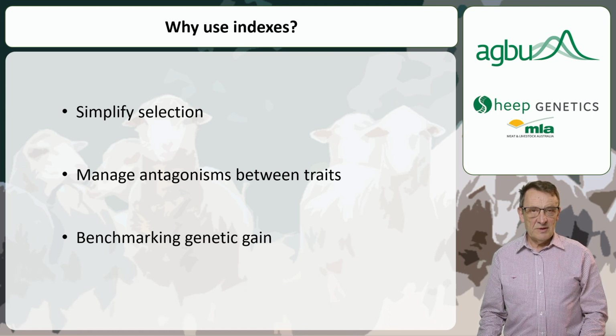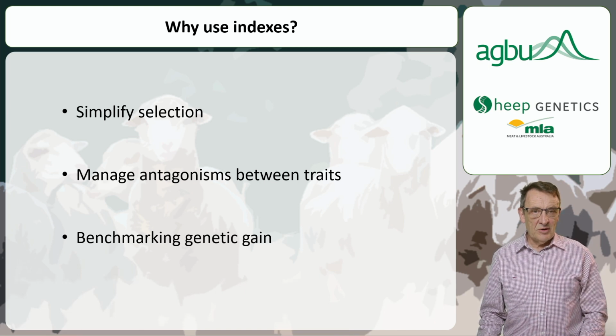Secondly, using an index makes it much easier to balance antagonisms between traits. A good example of this is the complex of the key wool traits and wrinkle. If you select only on fleece weight, fibre diameter will go up. But if you select on fibre diameter alone, staple strength will decline. And if you just select on reduced wrinkle, you lose fleece weight. But by having them all in an index, you can achieve a reasonable balance of improvement across all four traits.